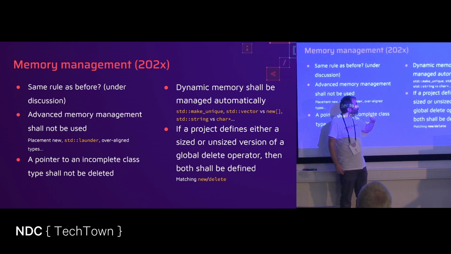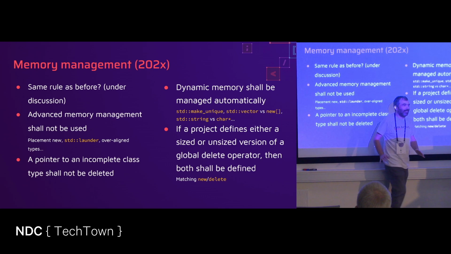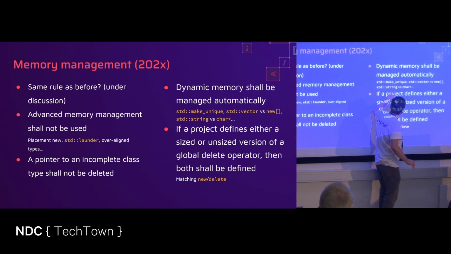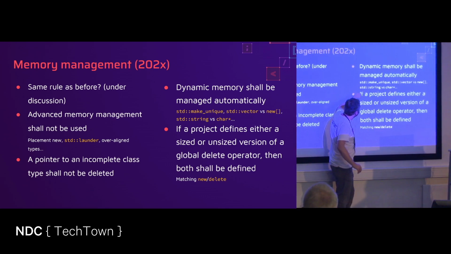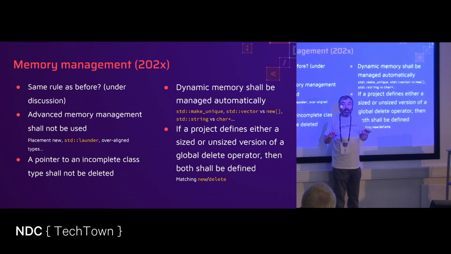When you allocate memory, do it with make_unique, do it with vector. Don't use new with square brackets. Please don't use ** when you are manipulating strings. Please, please, please. Even if you have code which does not respect that and you make it respect that, it will change your life, and for the good.